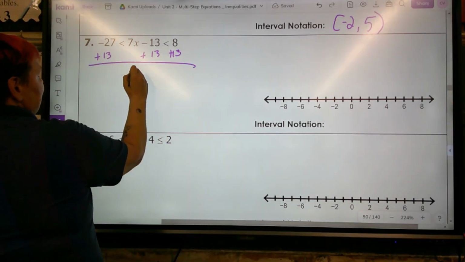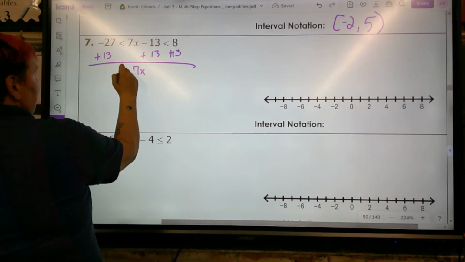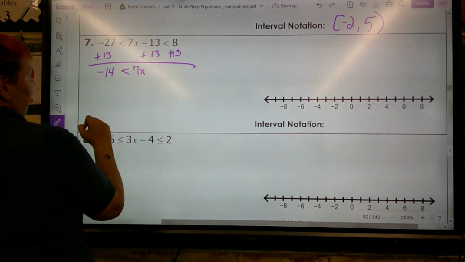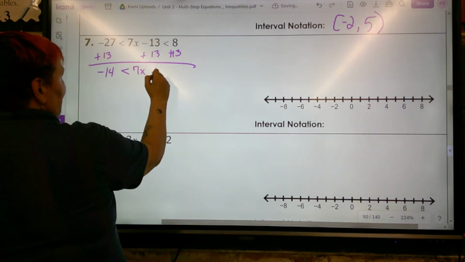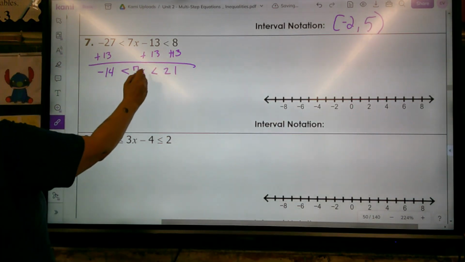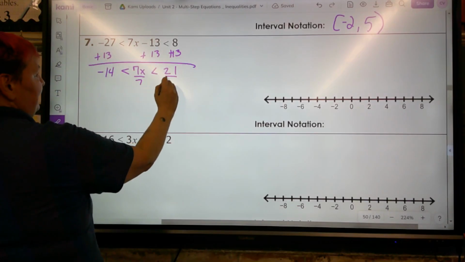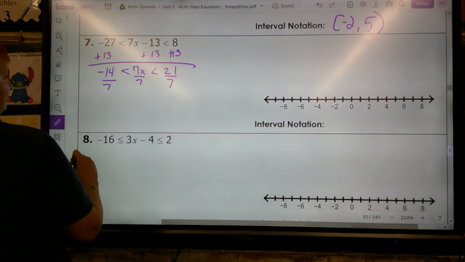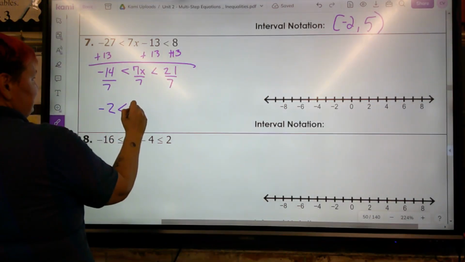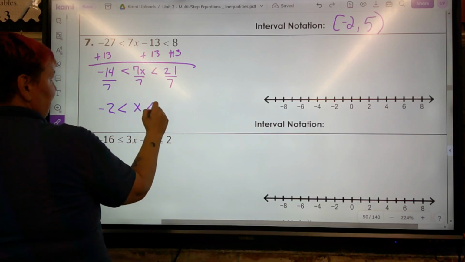We're going to get 7x is greater than negative 14. Is that right? It's less than 21. Now this is 7 times x, so let's divide everything by 7. Negative 2 less than x less than 3.